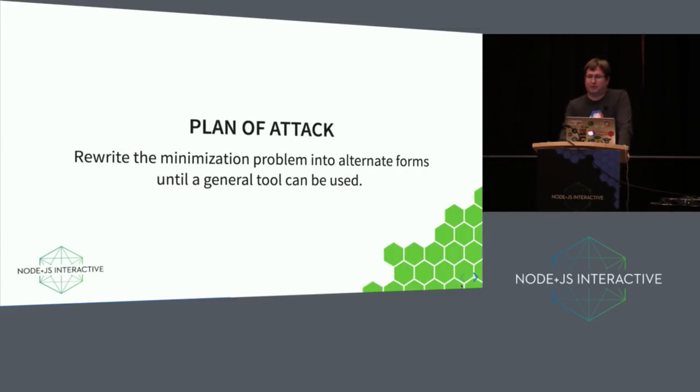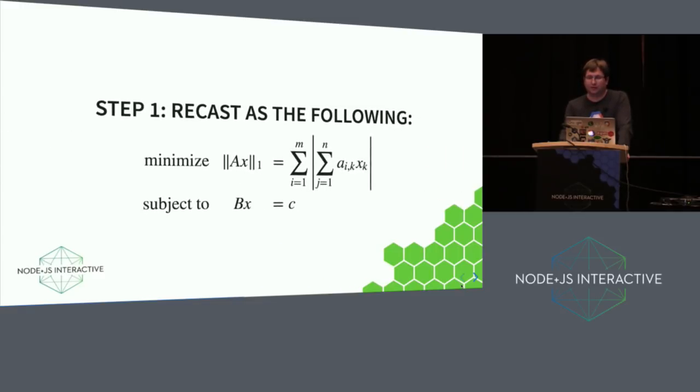So that's what I'm going to do. I'm going to rewrite this problem into alternate forms until a general problem can be used. So first I'm going to recast it as this problem, and it takes a lot of math to show that you can recast it this way. But the key takeaway here is we got rid of a summation. We had 3 summations before, now we only have 2. So we're making progress. We still have absolute values, but we'll get to that later. And instead of doing a matrix times a matrix, which was what we had before, now we have a matrix A times a vector X. So making progress there too.